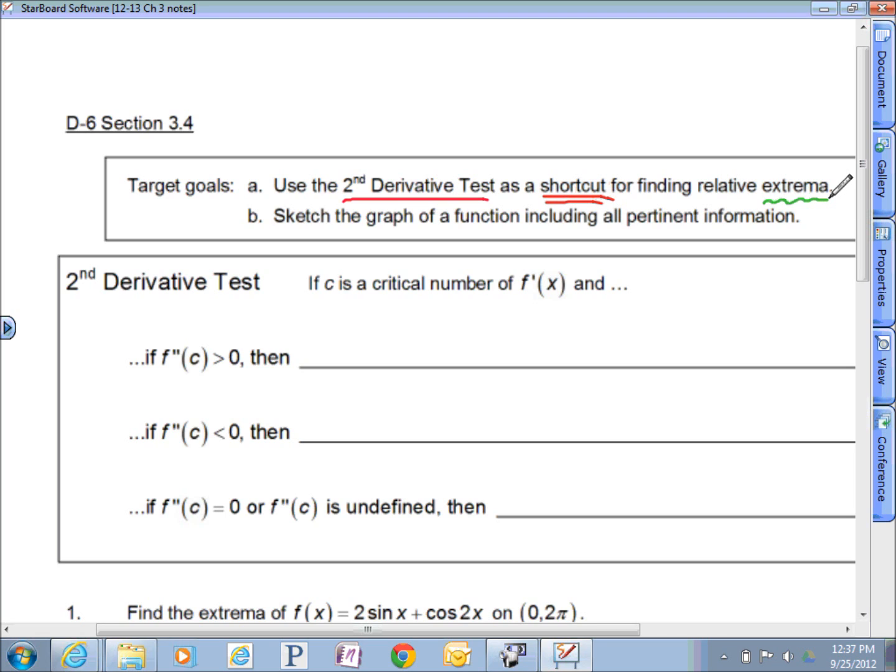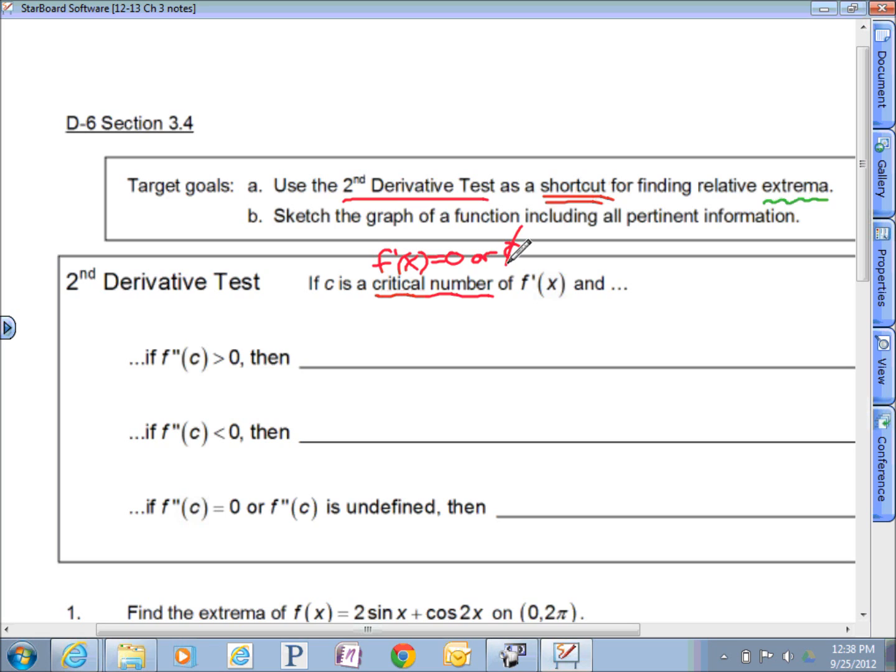So what happens? First off, c has to be a critical number of f prime of x. Critical number. How do we find critical numbers? Well, for a critical number of f prime of x, we would set f prime of x equal to 0, or we'd find out where it doesn't exist. Those would be the two things we'd be looking for. So we start off by finding the critical numbers of the first derivative.